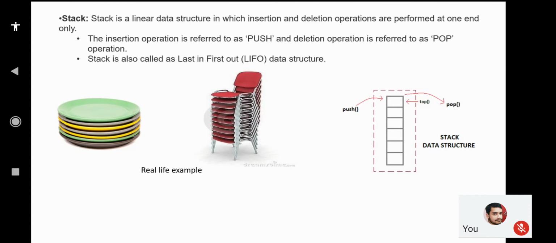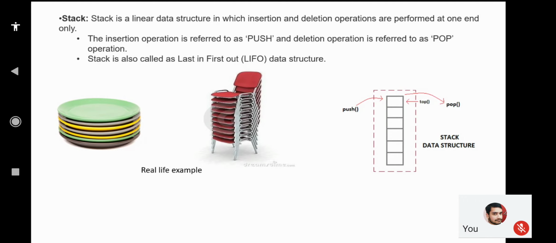Your top will be what? The value of top will be top plus 1. That means top points here, so top will now be 1. Now for insertion of 7, your top points here with the value 2. Say now we insert 10, your top will be with the value 3.